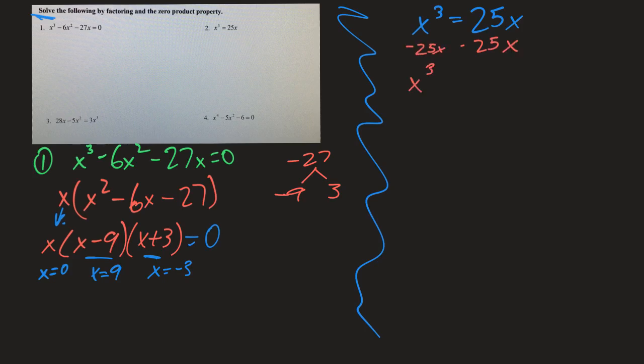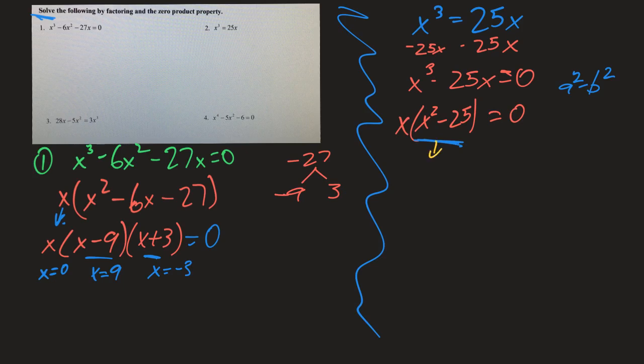And we've got x cubed minus 25x equals 0. And of course, what should we start with? Our GCF. So let's pull out that x squared minus 25 equals 0. And how can we factor this further? Well, this x squared minus 25 is a special rule, right? That's our a squared minus b squared rule. So we're going to use that, and we should end up with x minus 5 and x plus 5.